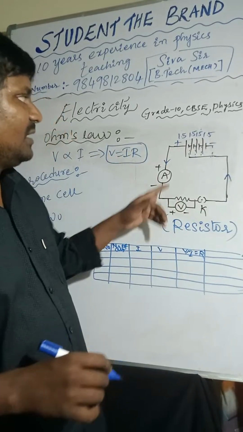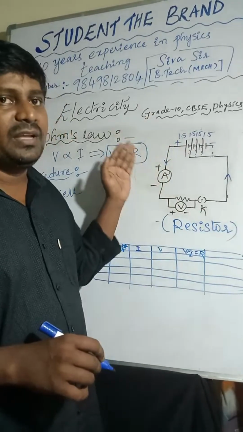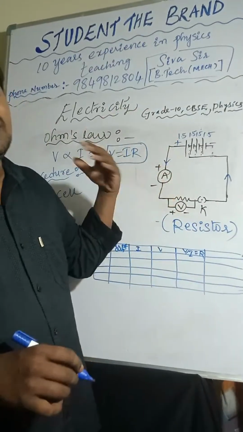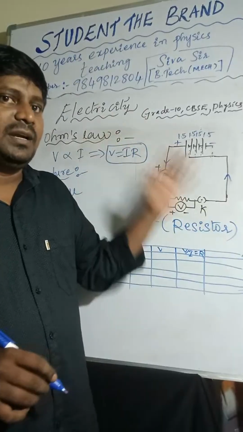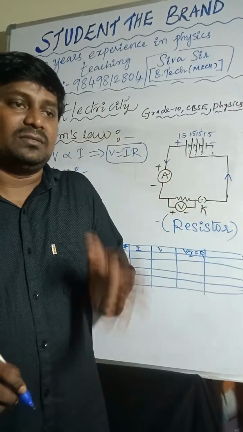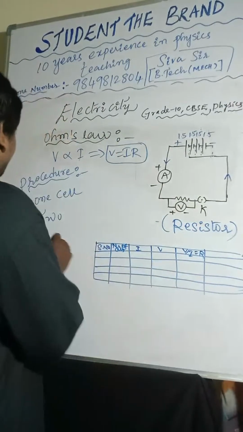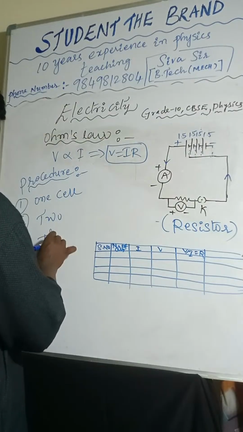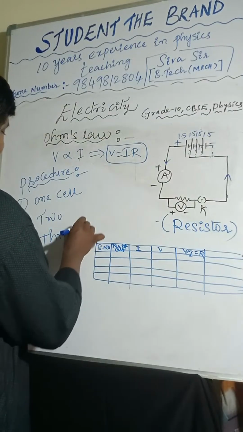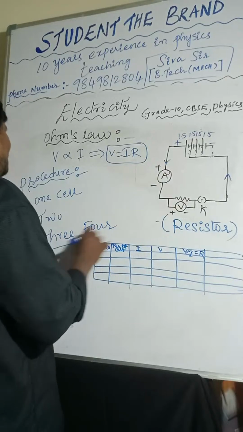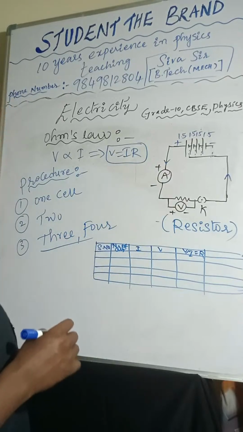First you have to connect one cell and note down the reading of the ammeter and voltmeter. Next you connect two cells, again note down the reading of the ammeter and voltmeter. The same process is repeated for 3 and 4 cells.